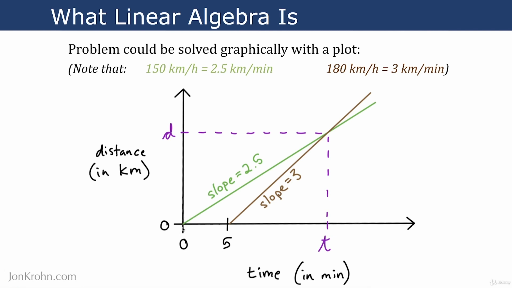And then we have our 5-minute head start to the bank robber accounted for by the gap here along the x-axis. So what we're trying to solve for is this crossover point, where the sheriff catches the bank robber. So what time is it? How many minutes have elapsed at that point? And what distance have they both traveled at that point? So you can see that graphically you could come up with a solution here.